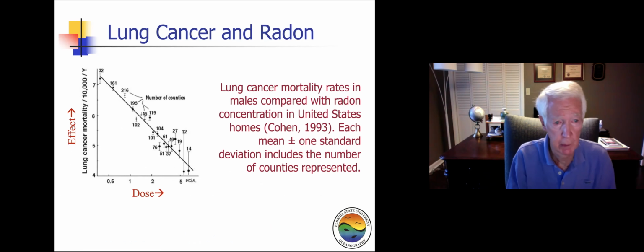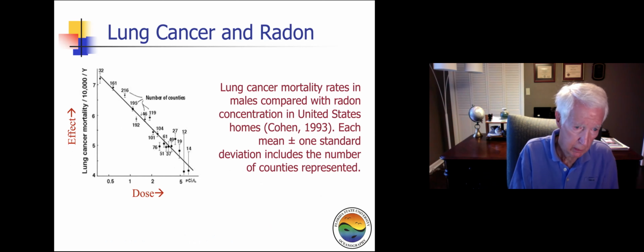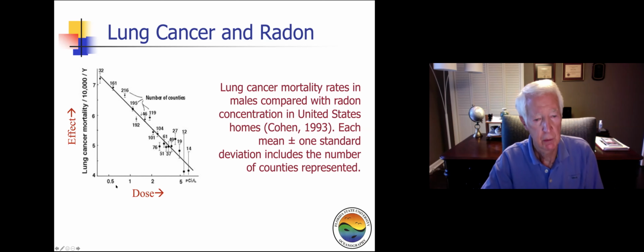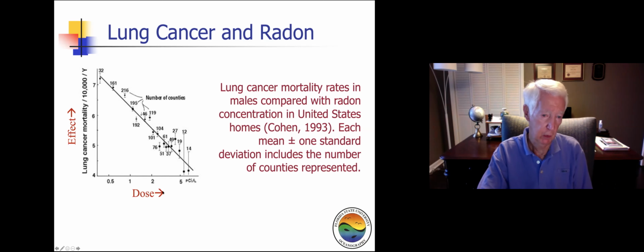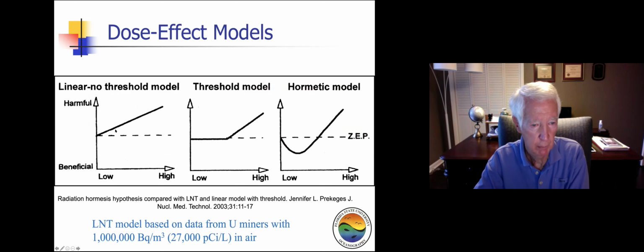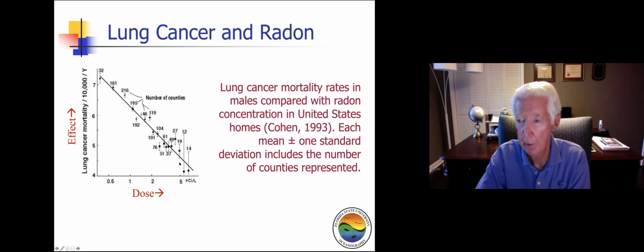This is some data from Bernard Cohen, University of Pittsburgh, who has analyzed indoor radon in tens of thousands of homes around the United States. He compared the incidence of lung cancer, shown on the y-axis, which would be the effect, to the activity of radon in picocuries per liter, which is the dose. So going back, you expect the slope to look like this, but he's getting a negative slope.